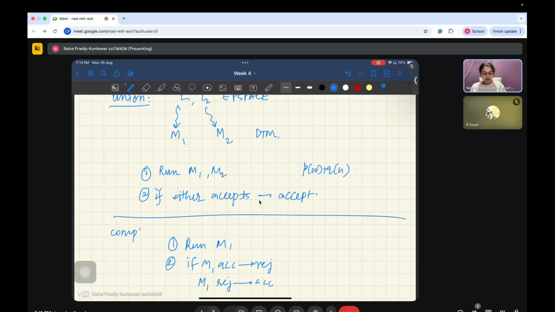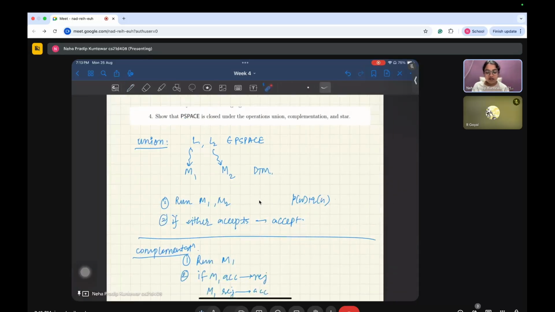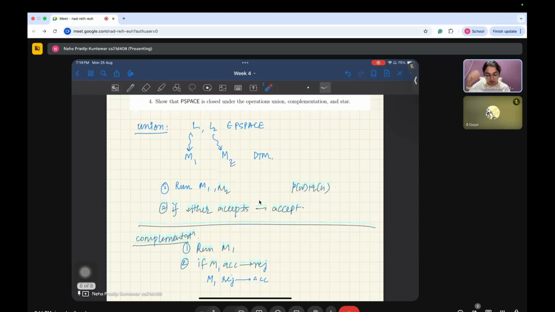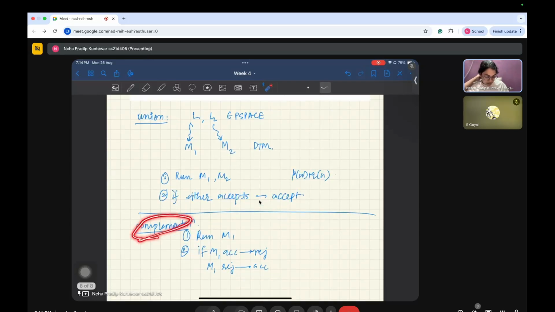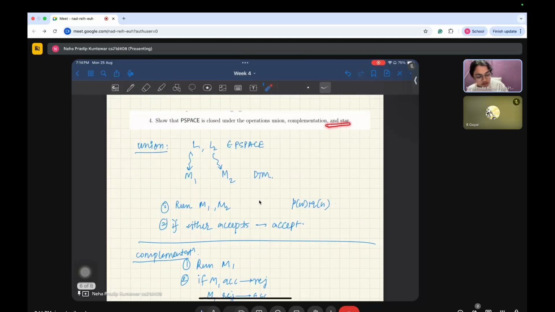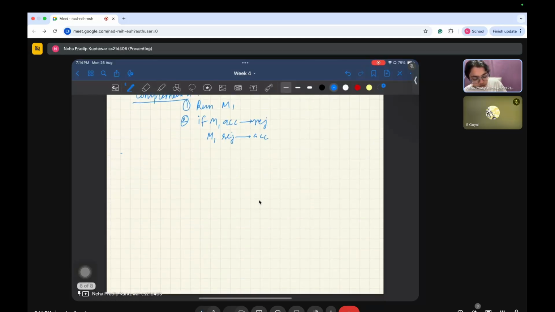And the idea for intersection is also very similar. In fact, since it's closed under union as well as complementation, it follows that it's closed under intersection. So what we need to show is the star.